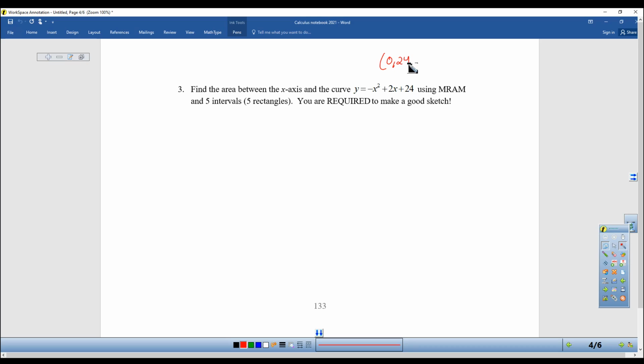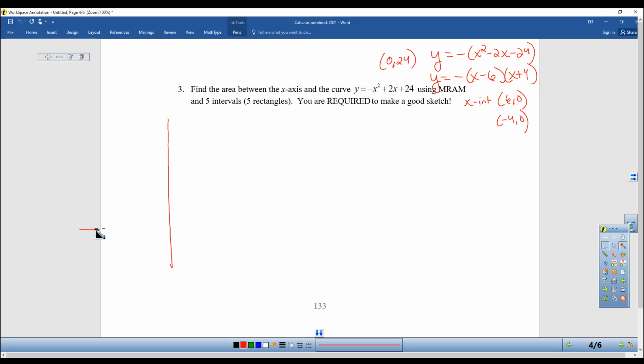So 0, 24. I personally am going to factor out the negative because it'll make it easier for me to factor it. Super easy, actually. Now I know it's going to be x and x. It's going to be 4 and 6. The 6 is negative. So now I know its x-intercepts are 6, 0, and negative 4, 0. So here's my sketch. I'm just making a sketch.